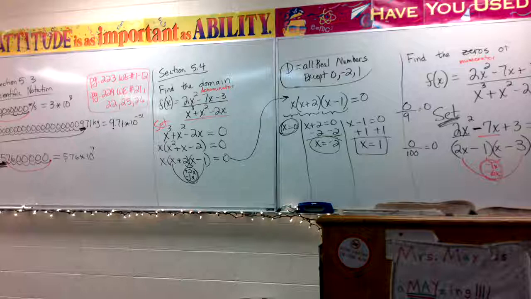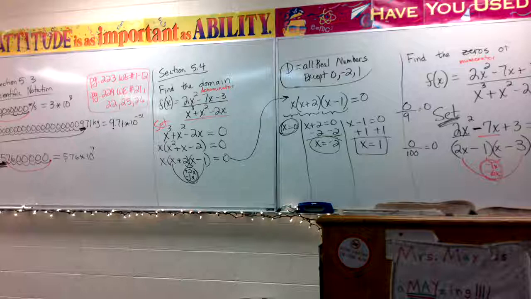You can't have the denominator equal to 0, right? You cannot have the denominator equal to 0. So this thing right here, the x cubed plus x squared minus 2x, that thing cannot equal 0. The denominator of a fraction cannot equal 0. The denominator is not allowed to be 0. We don't know what that is.